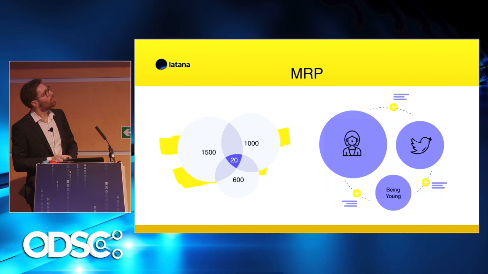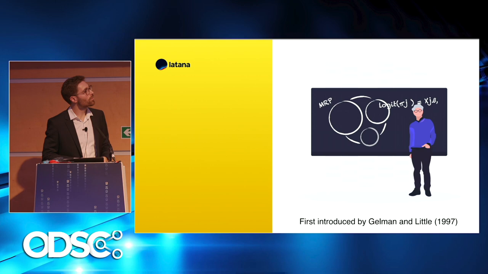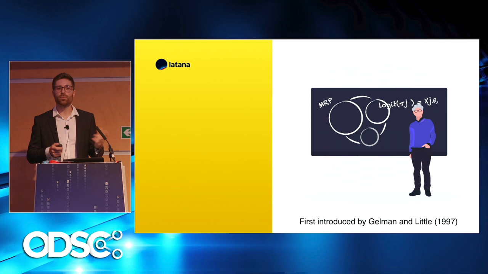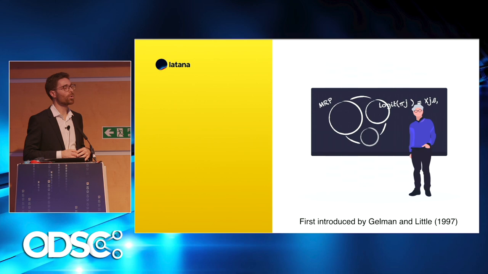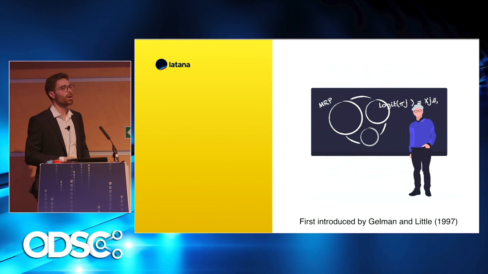We did that. So the concept of MRP was already used in 1997 by Gelman and Little. Many of you probably know Andrew Gelman, who wrote every second book about hierarchical Bayesian models. And of course, for MRP, he also used hierarchical Bayesian models.